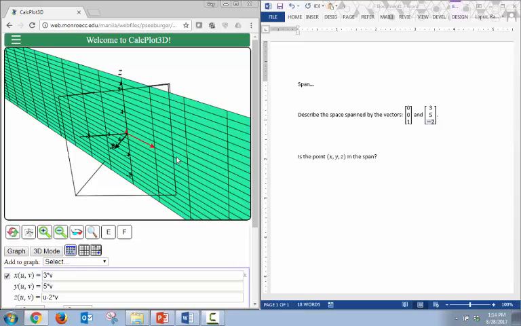Does that visual make sense so far? Each point on the plane can be written as a linear combination with scalars of the original vectors, with the original vectors being scaled.